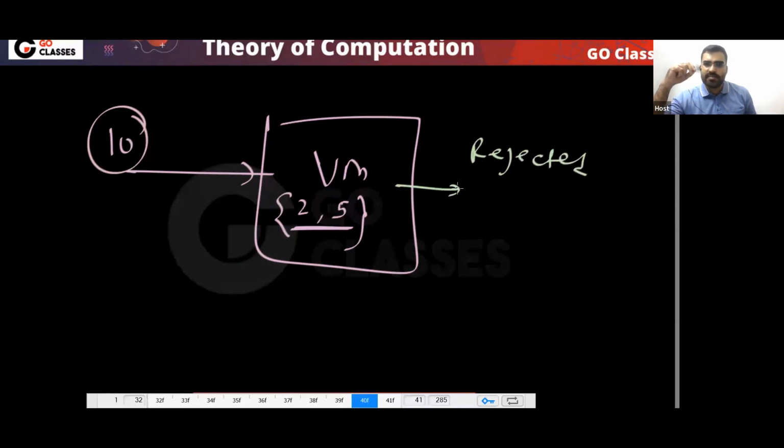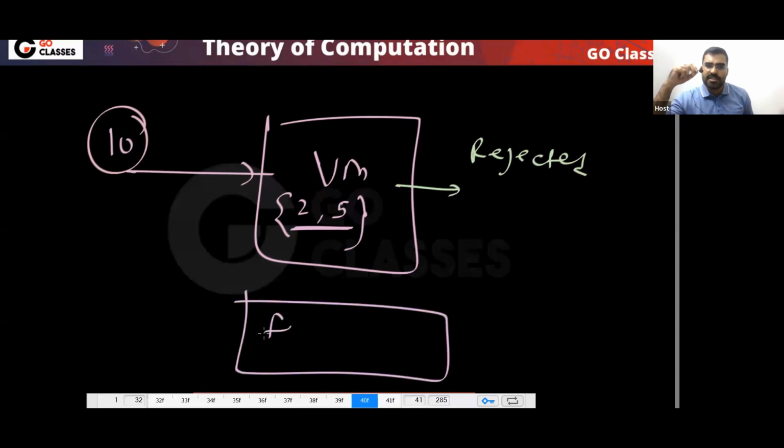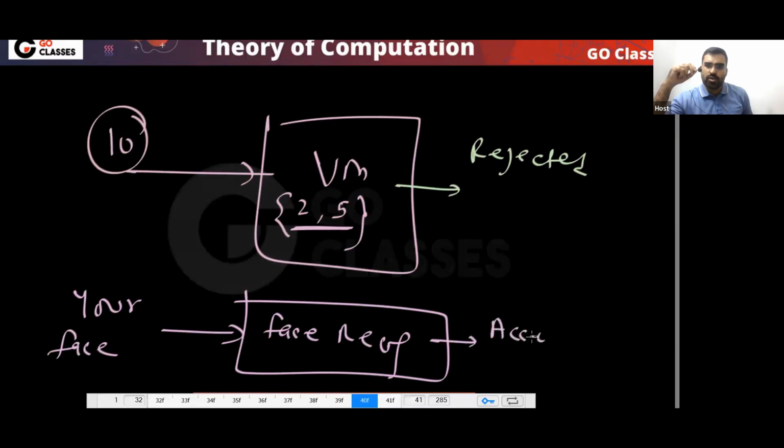Like, yes, correct, face recognition on the mobile. If you put your own face, that should be accepted. But if you put some other face, that should be rejected. Okay, so something like this.